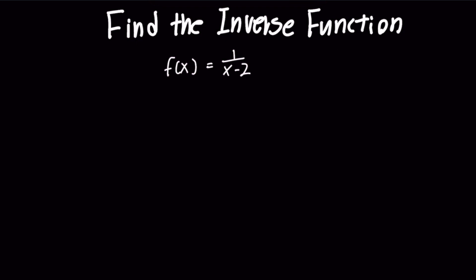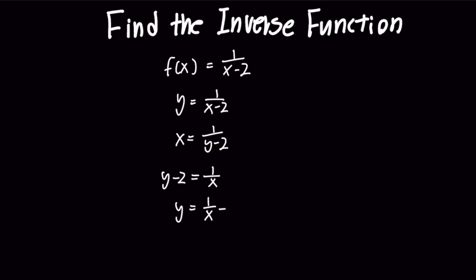Okay, now it's your turn. Pause the video and try to find the inverse of this function: f of x equals 1 over x minus 2. Okay, so step 1, replace f of x with y. Step 2, swap the x and y's. Step 3 is to solve for y, so I'm going to swap the x and y minus 2 here. So we're going to get y equals 1 over x plus 2.